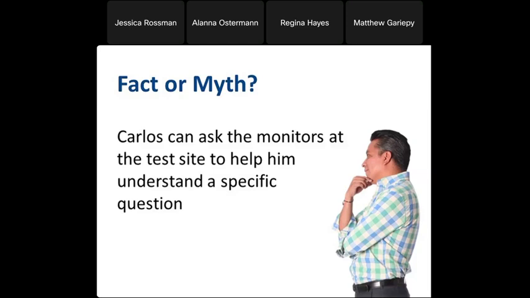The answer is no. Monitors provide instruction and direction throughout the exam process. They're not able to assist Carlos in understanding any of the test questions. It's going to be up to him to make a decision. If he uses some of the tips and strategies we mentioned earlier, he's going to make his best decision. Now, we're going to look more closely at what's included in the candidate's directions.